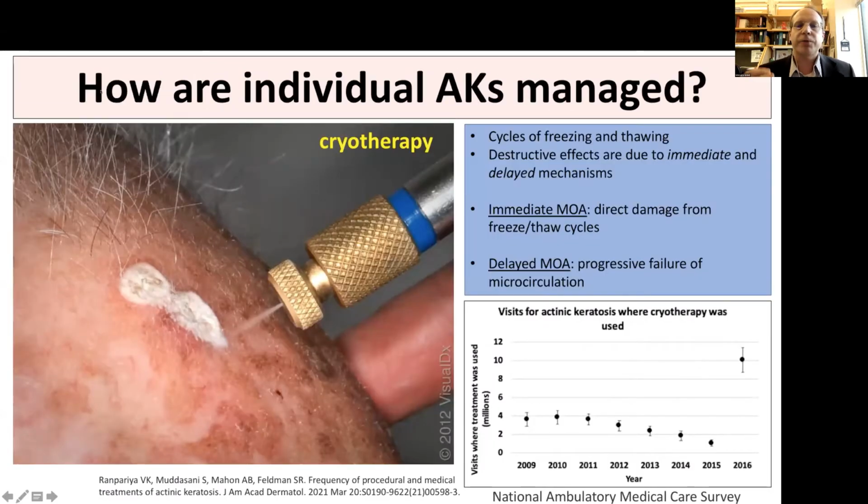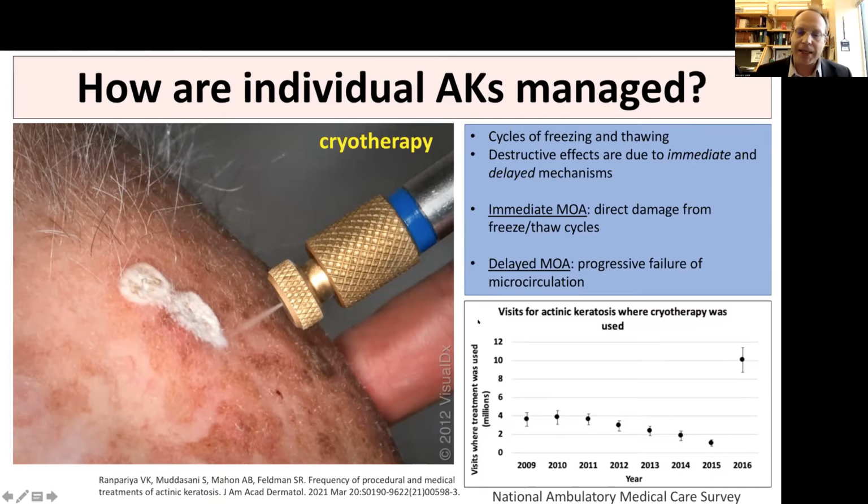So how are individual actinic keratoses managed? You have a patient maybe with 1 or 2 actinic keratoses. Well, the predominant method that's used in dermatology today is cryotherapy. Cryotherapy involves cycles of freezing and thawing, and it leads to destructive effects, both immediate and delayed. The immediate mechanism of action is thought to be the direct damage from the freeze-thaw cycles. The delayed mechanism of action is thought to be a progressive failure of the microcirculation.